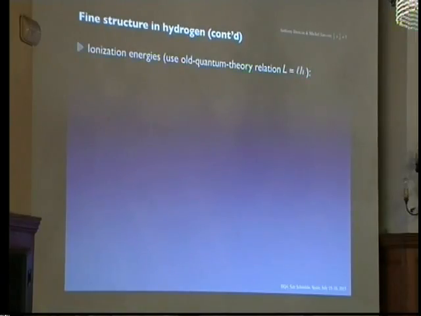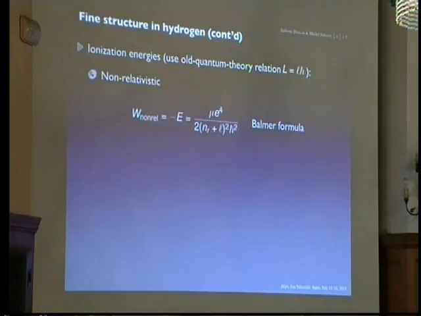So we're now going to look at ionization energies, using the old quantum theory relation that big L, the angular momentum, is just this quantum number L times h bar. That's the old quantum theory. And in the non-relativistic case, we find this, right? These techniques are very similar to the ones that I treated more in extenso when you work on the Stark effect. It's the same kind of story.